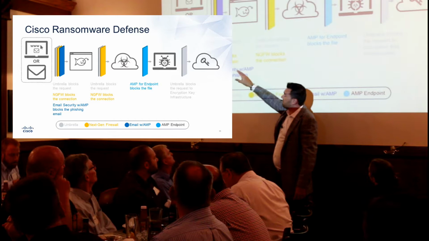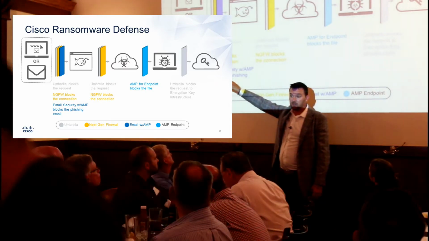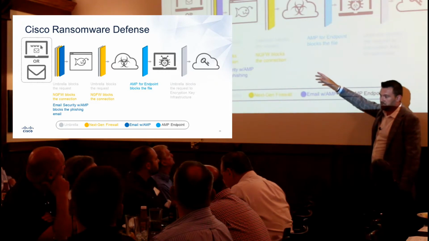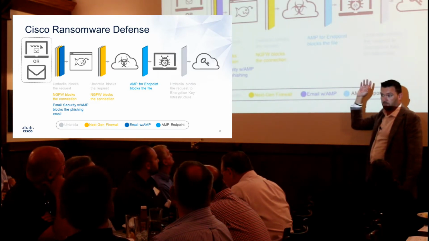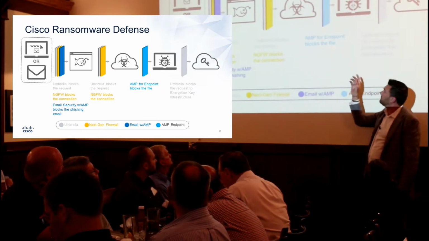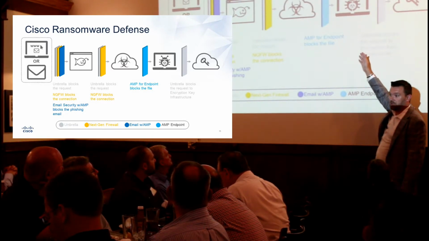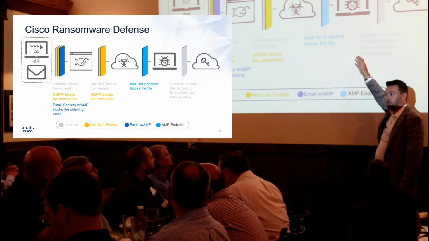We have Umbrella trying to stop it before it even gets in there. So these two communications, as it pulls out, over 90-some percent of the time, these are DNS resolutions. So if we can stop that ahead of time, imagine stopping it from communicating to go get its key. If it doesn't have a key, it can't encrypt. So we just put the ransomware on pause.